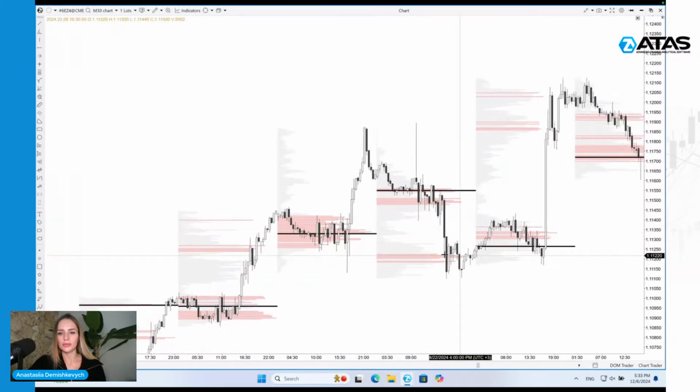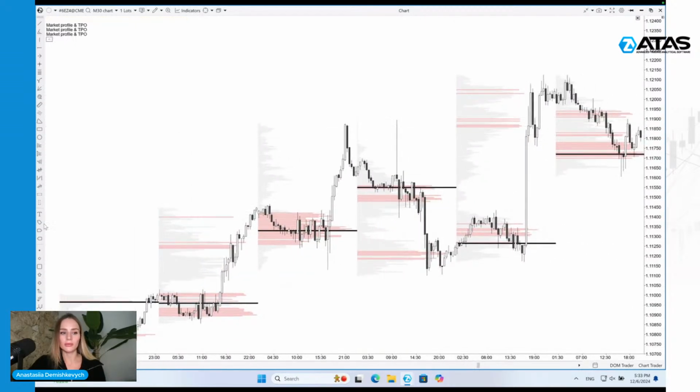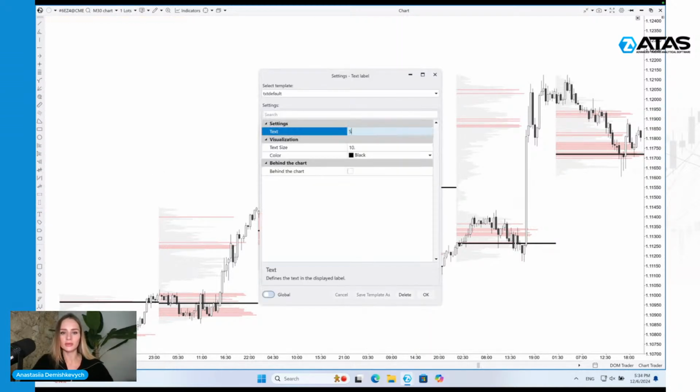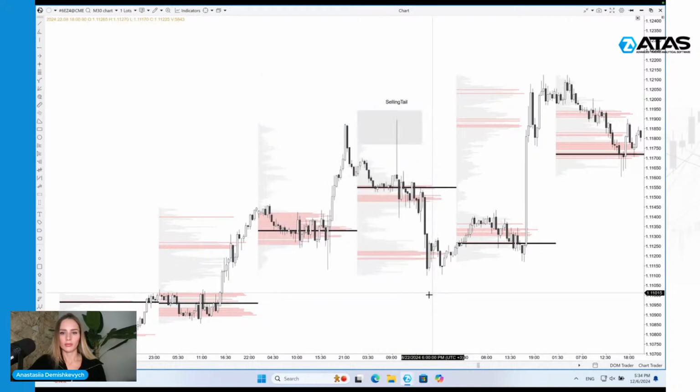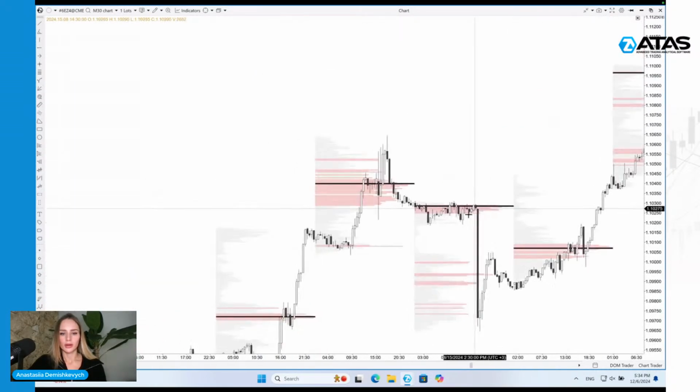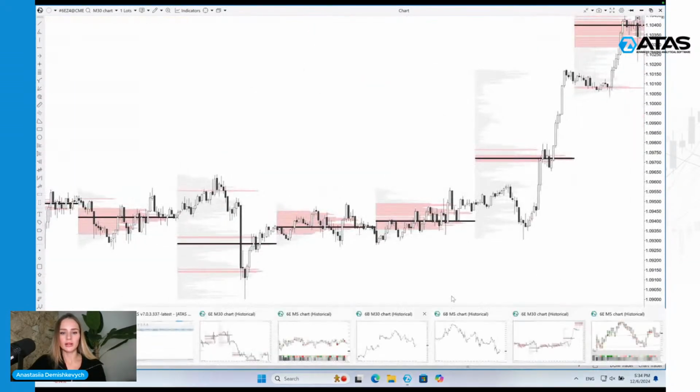Now let's find it. Here we have another selling tail, as we can see. Once again, the price reached the highs right here, but it was supported by almost no volume. So when the price reached it, it declined rapidly, although there was almost no volume left at the highs. So this is another example of the selling tail. And I want to find the buying tail.